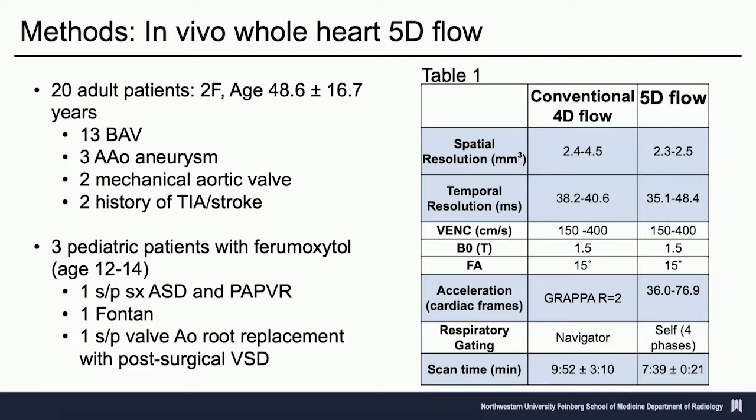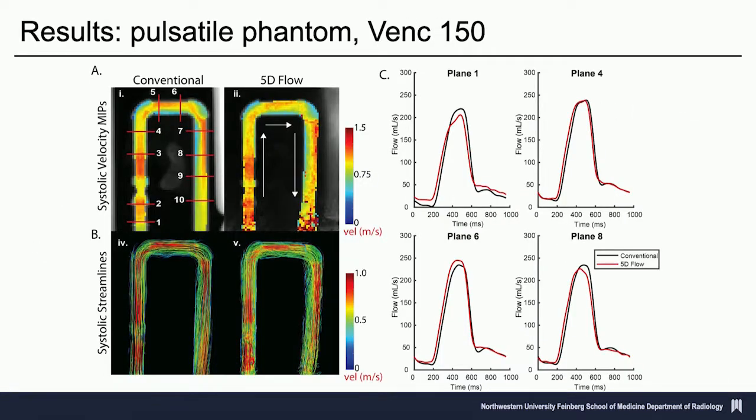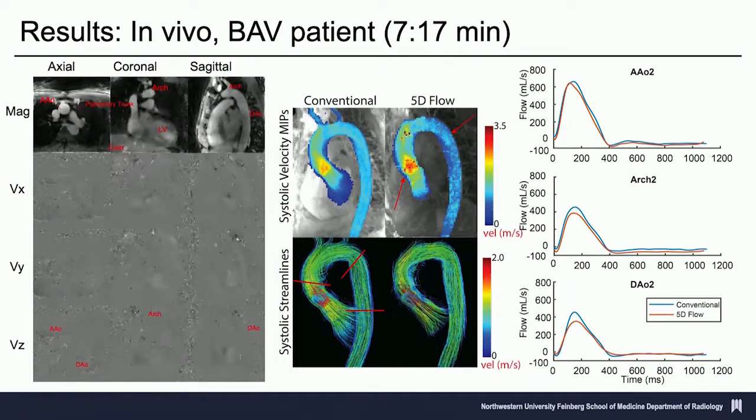Of note, we also acquired 5D flow data in 3 pediatric patients with Ferumoxytol contrast, and they had a few different varieties of congenital heart disease. So I think it's important to note that we also did a bunch of in vitro experiments because this is a much newer technique and newer protocol, and so we extensively validated this protocol and found good agreement beforehand. But for the purpose of this presentation, I'm going to focus really on the in vivo data.